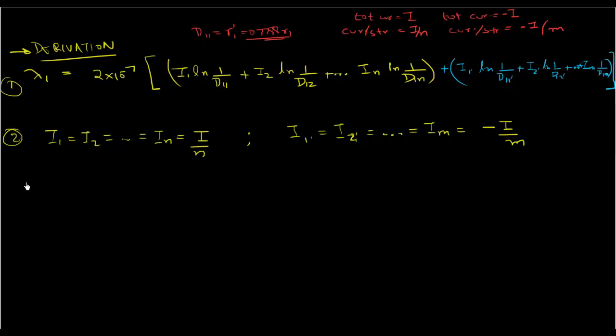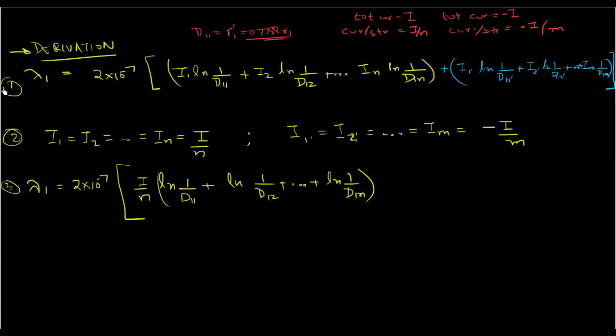So what do we get? We get lambda 1 is equal to 2 into 10 to the power minus 7. And I1 can be written as I over n, I2 can be written as I over n, and so on. So we're going to bring I over n out, which makes I over n times ln 1 over d11 plus ln 1 over d12, so on all the way up to ln 1 over d1n.